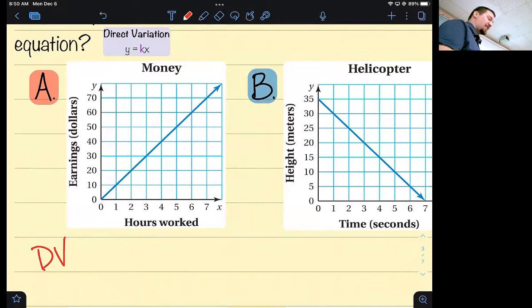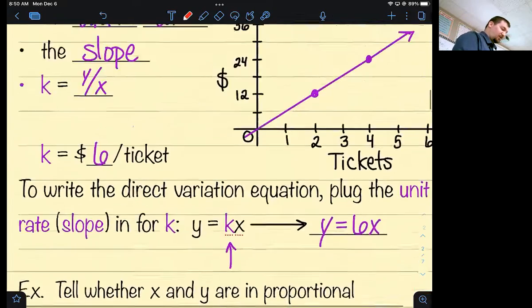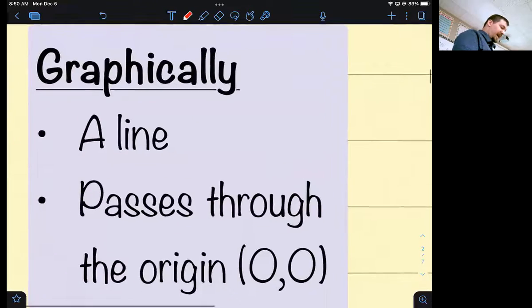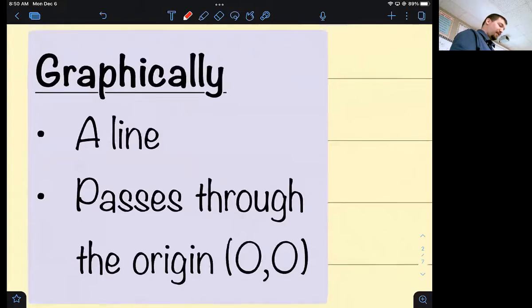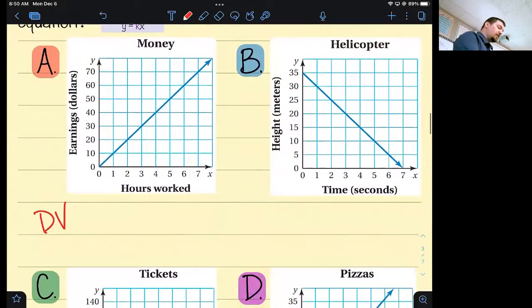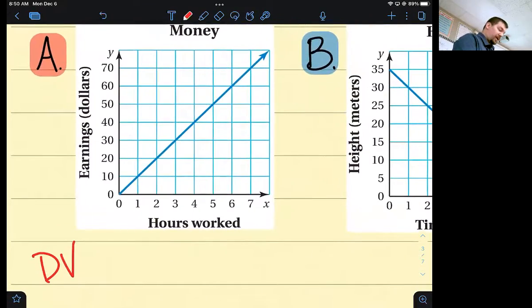Example A is a direct variation because to be a direct variation, you have to be a line and you have to pass through the origin. And that's what we have here. We have a line passing through the origin. So if it is a direct variation, I need you to tell me what the k is then. What's k? Remember, k is y divided by x. So what do you get for k each time? 10. Nice job, Annie. You get 10 each time.